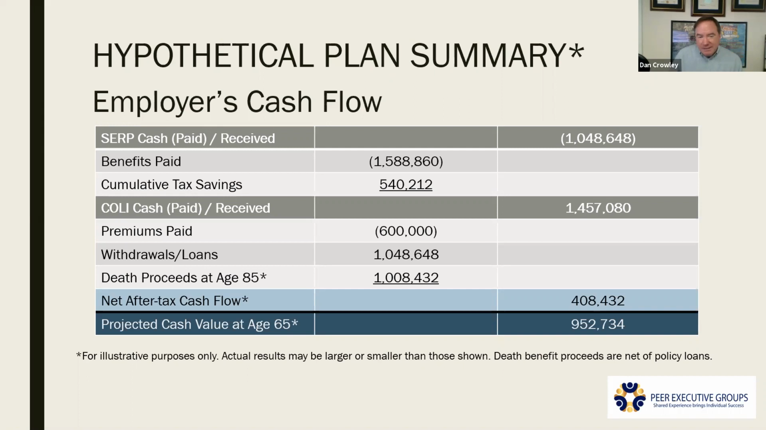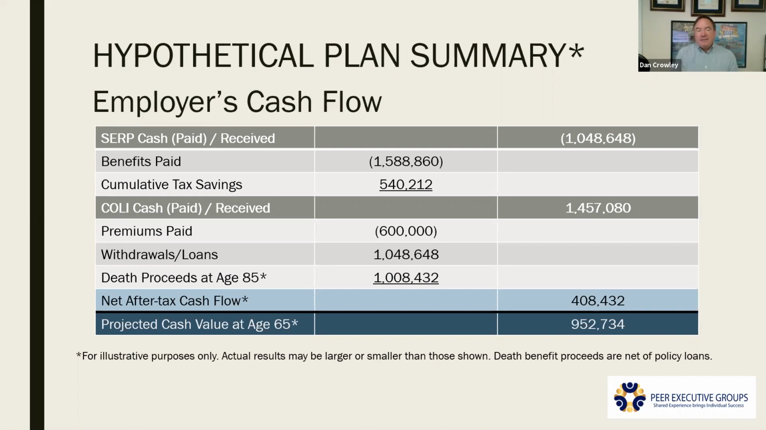What happens is you get the tax deduction on that. And because you get the tax deduction, you actually don't need the 1.588, you need the 1.048. So the cumulative tax savings is 540,000. That's your deduction on the payout of the 1.588. So they get a W-2 of 1.588. It's a pretty big benefit, actually. They're obviously getting a pretty decent pension. The cost to the company is $1,048,000.